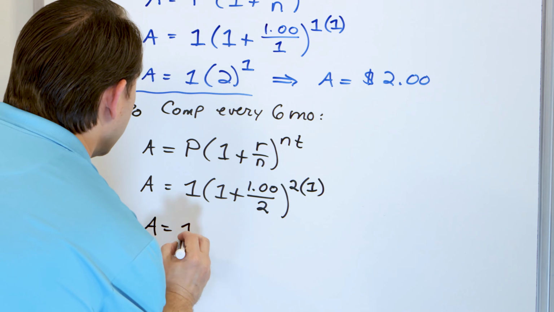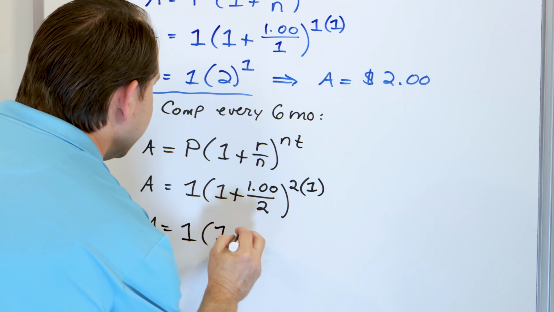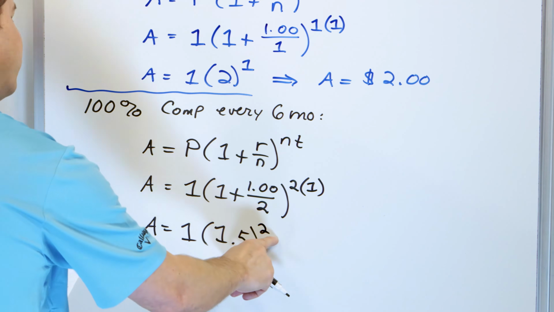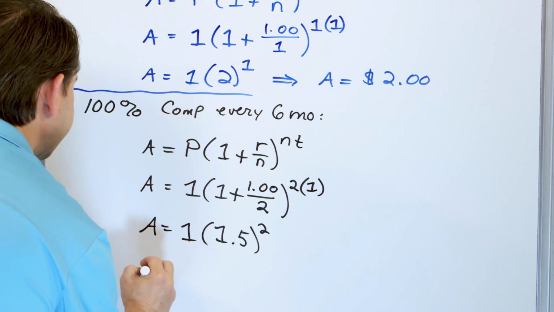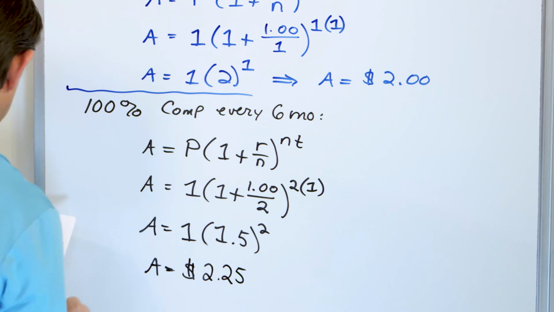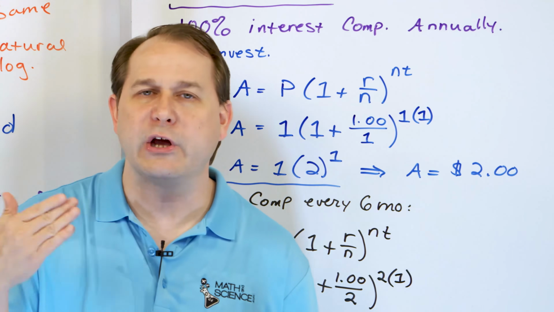So what I'm going to have is 1 plus 1/2, which is 1.5, raised to the power of 2. So if you do 1.5 squared and you multiply it by 1, what you're going to get is 2.25. $2.25. So look, this is very important for you to understand before we go on.